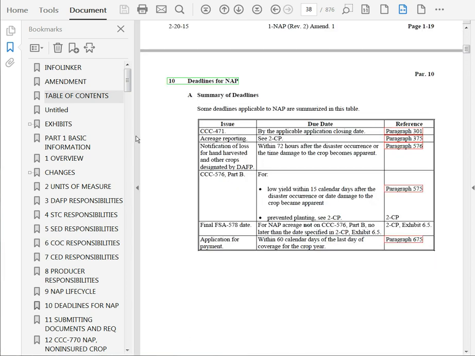Paragraph 10 lists out the different deadlines for the NAP program. You'll notice that there are no actual calendar dates for any of the due dates. This is because those dates are going to be crop specific. Different crops could have very different dates of reporting. As such, it's important that you are aware of these deadlines and how they can change from crop to crop.